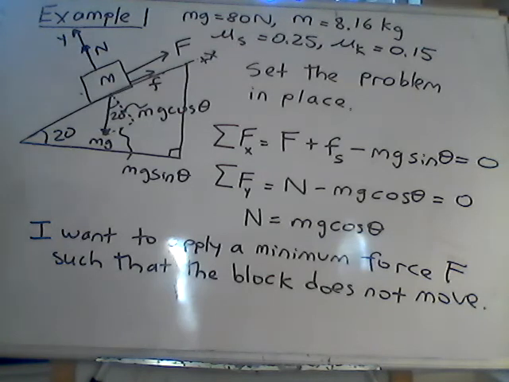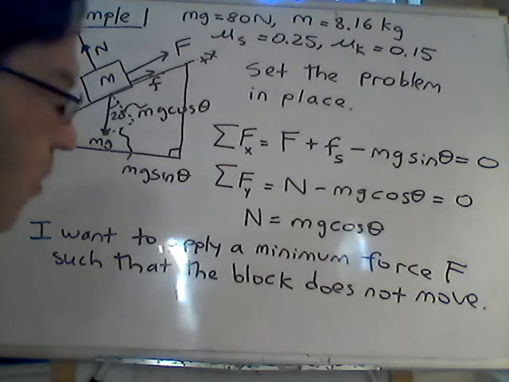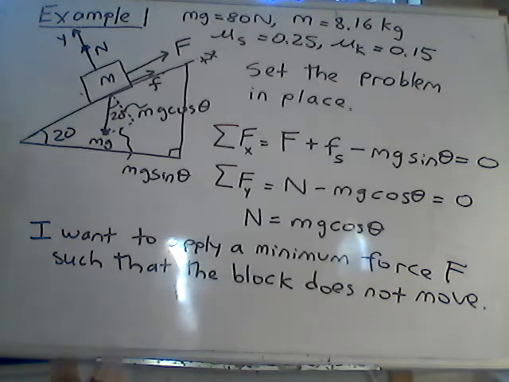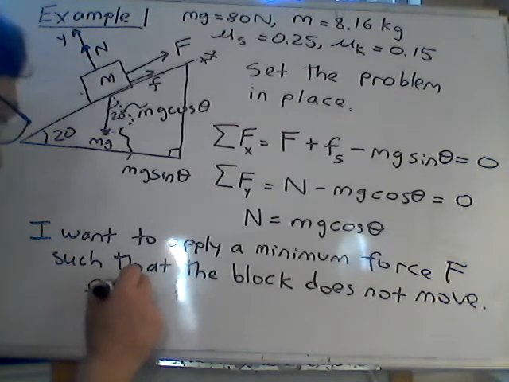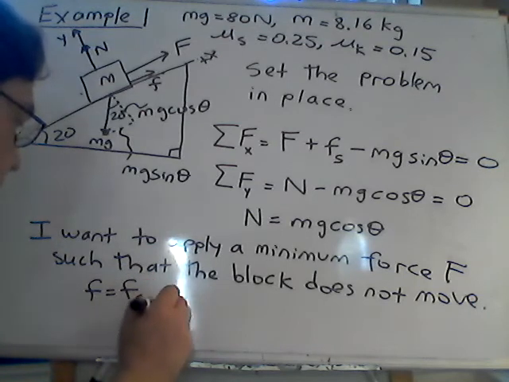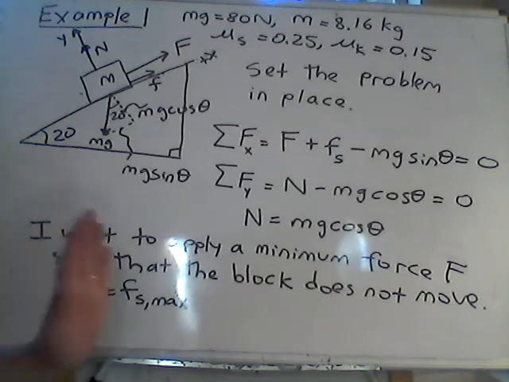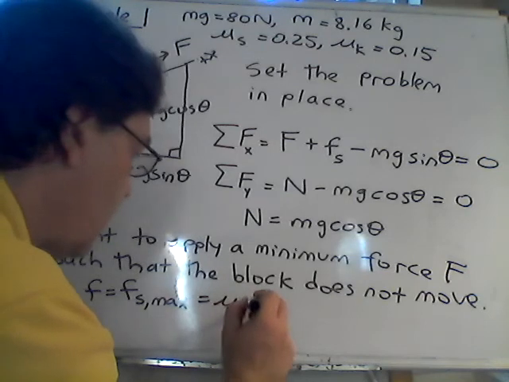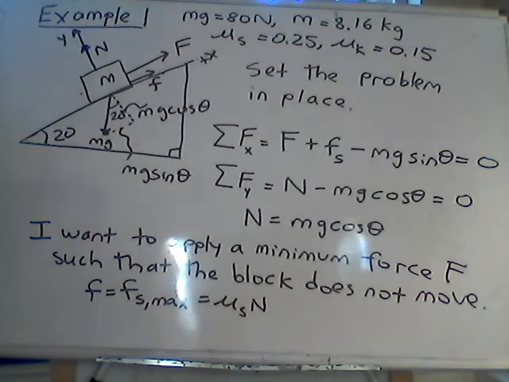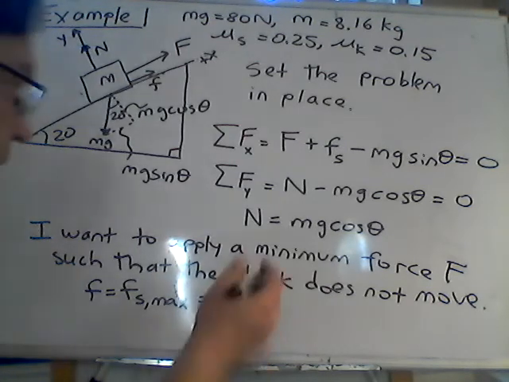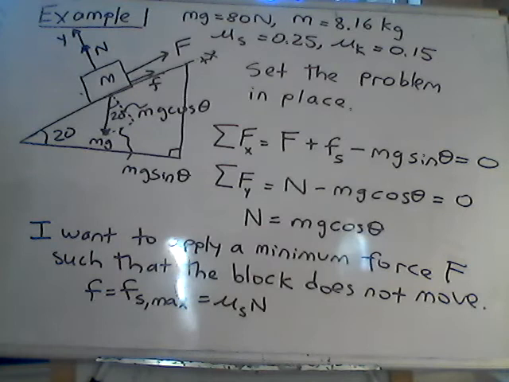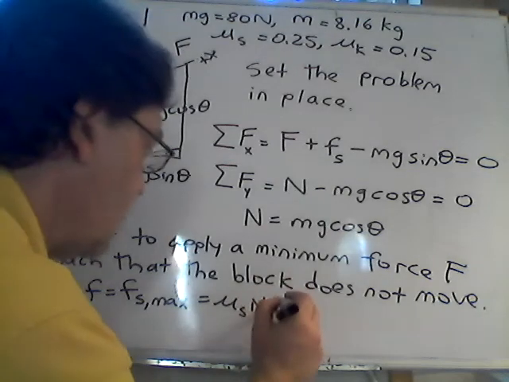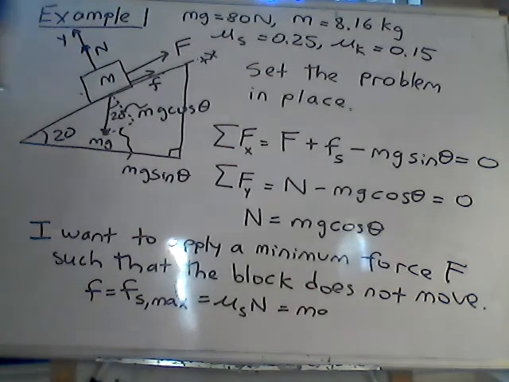So what does that mean? That means if I apply any more force, I will certainly not get movement. If I apply any less force, I'll start having sliding. That means I want to use what for my frictional force? I want to use the maximum force of static friction, because I'm right there on the threshold. And we know what that is, right? That's mu sub s times the normal. It always is. That's an empirical relationship. And I found the normal force, that's mg cosine theta. So that's mu sub s mg cosine theta.